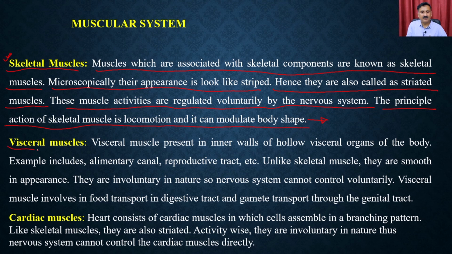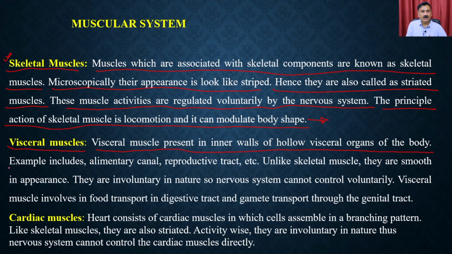Then we have the visceral muscles. As the name suggests, the visceral muscles are present in the inner body. Visceral muscles are present in the inner wall of the hollow visceral organs of the body, for example, the muscles present in the alimentary canal, or the muscles present in other parts of the human internal organs. Examples include the muscles in the alimentary canal and reproductive tracts. Unlike skeletal muscles, they are smooth in appearance, which means they are not fiber-like. So, they are not striped, they are unstriped or smooth muscles.